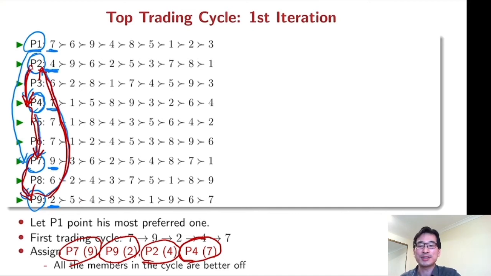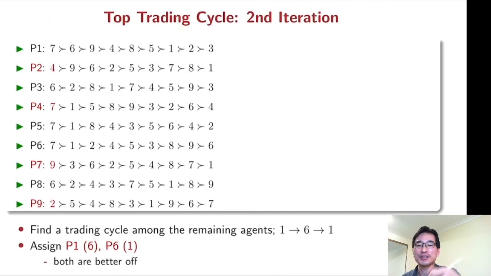All the members in this cycle have been better off because they are going to take their most preferred office. All right, and they are going to leave. And now let's start with Proposal 1.